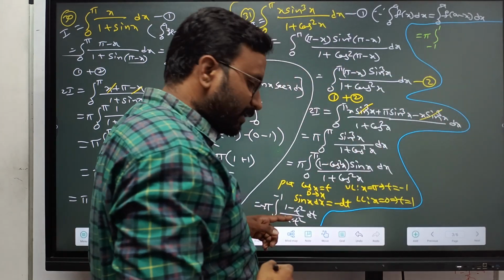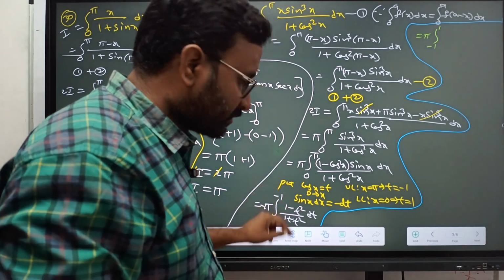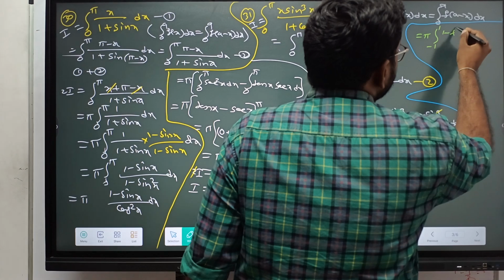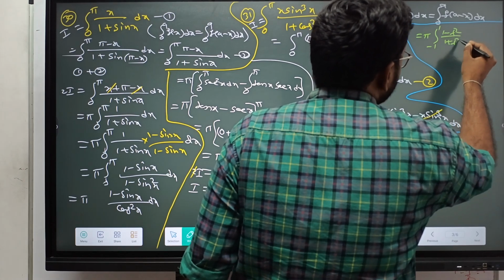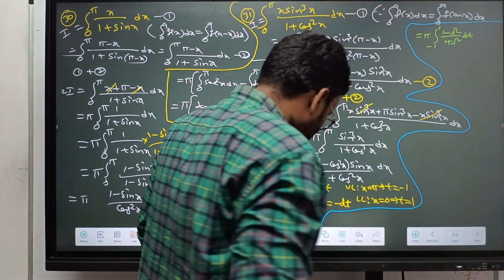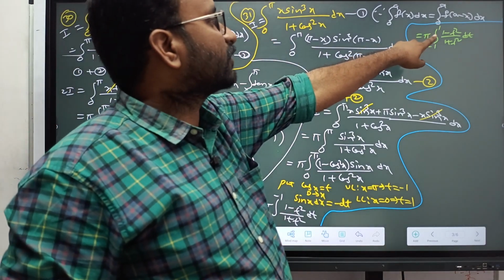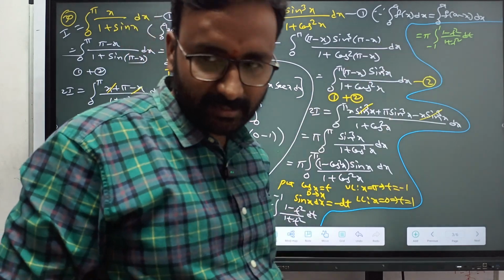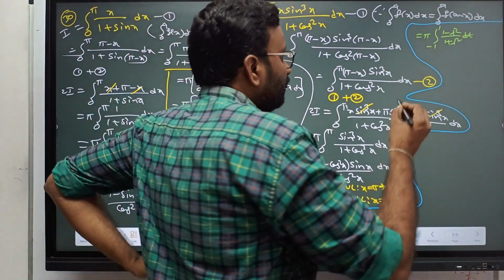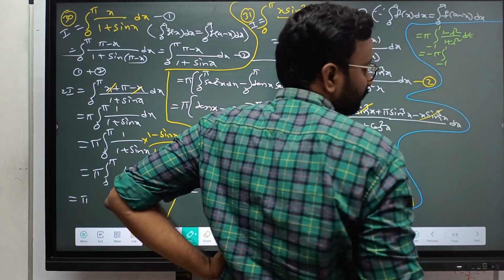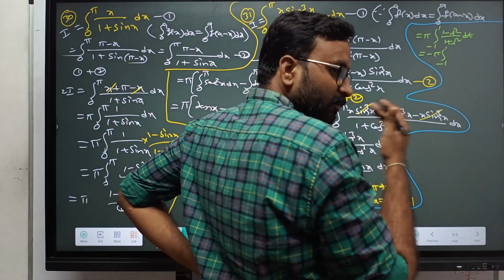1 minus t square by 1 plus t square into dt. It is dt. So actually 1 minus t square, instead of that 1 plus t square would cancel. For that what I am doing, minus pi integral minus 1 to 1. I took what common? Minus common.